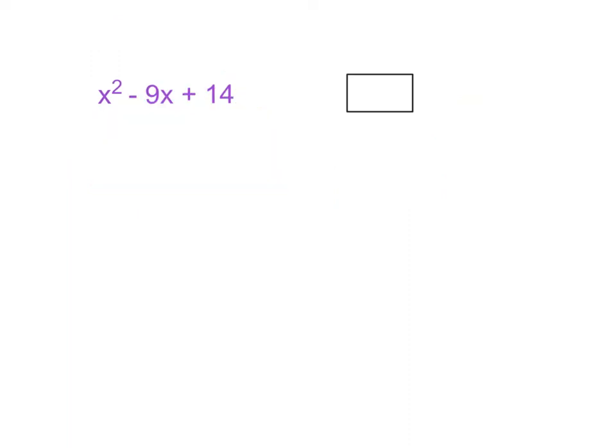Okay, let's try a second example. We still have our a value as the 1 in front of the x squared. Our b value is this number right here in front of x. And our c value is this number right here off to the right, our constant. We always start by writing that c value into this rectangle here, and it is positive 14. Now we're going to list all of our factor pairs for 14: 1 times 14, and 2 times 7, and there are no other factors that give us 14.